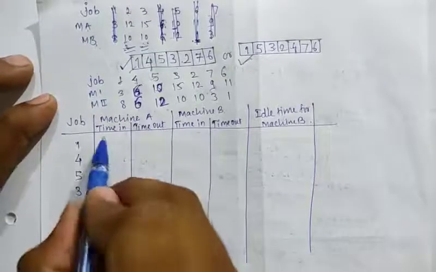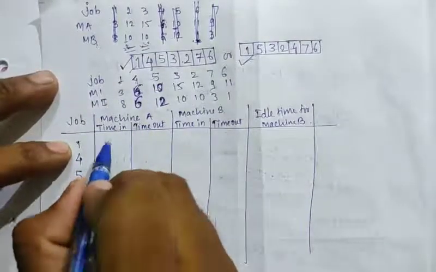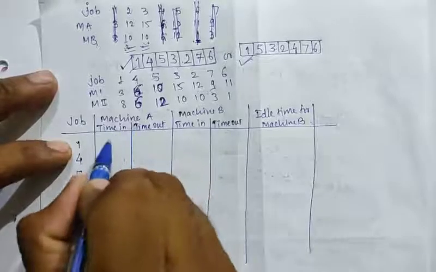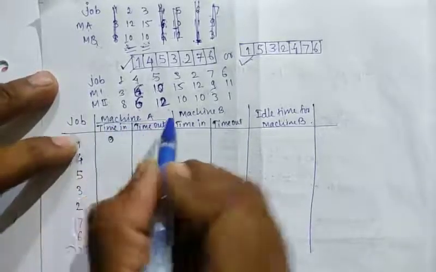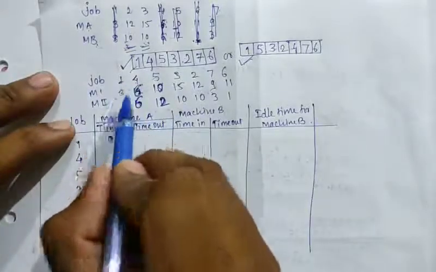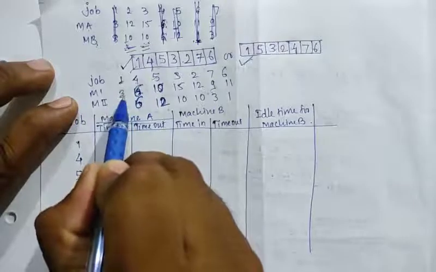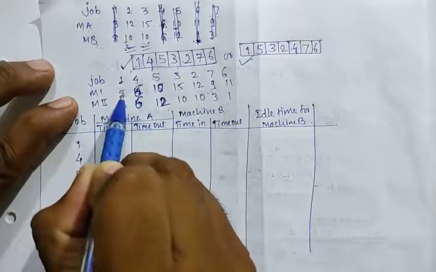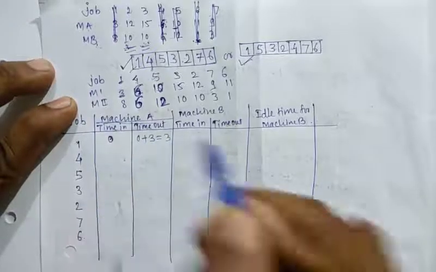So in starting, for machine A1, initial time is always 0. For any machine, initial time is always 0. So what is time out? So here for machine 1, for the first job in machine 1, it takes a total of 3 hours. So here time out is 0 plus 3, which is equal to 3.